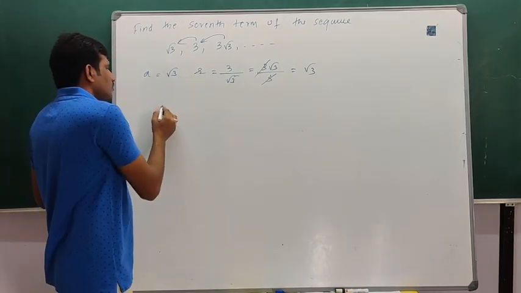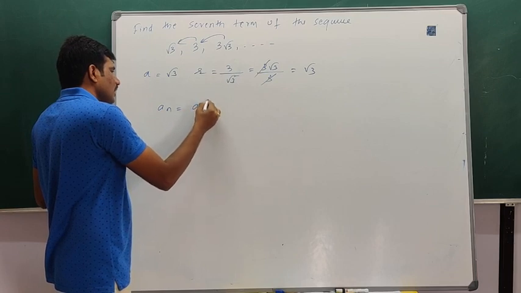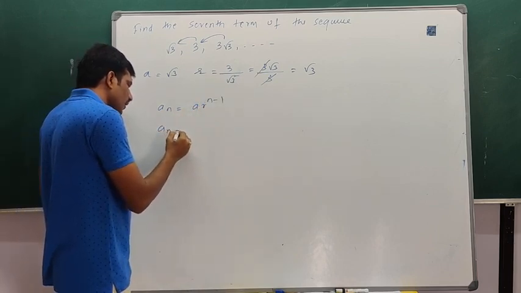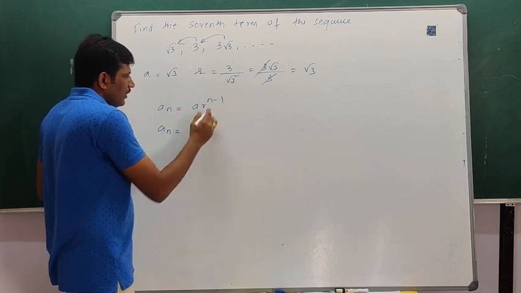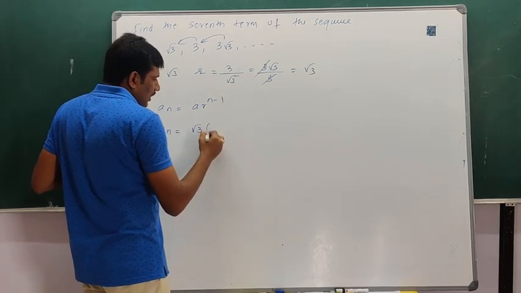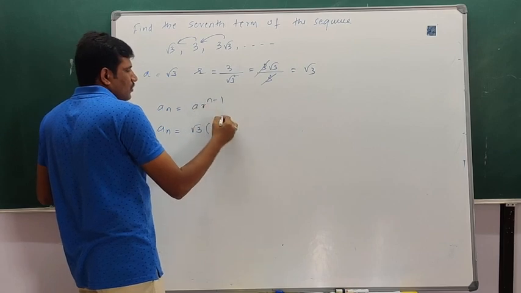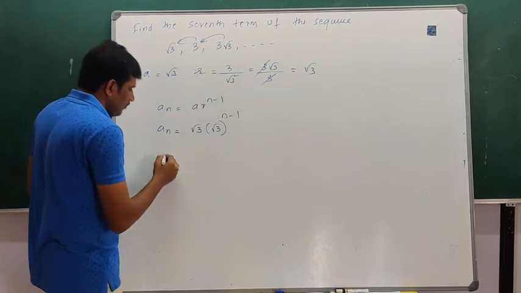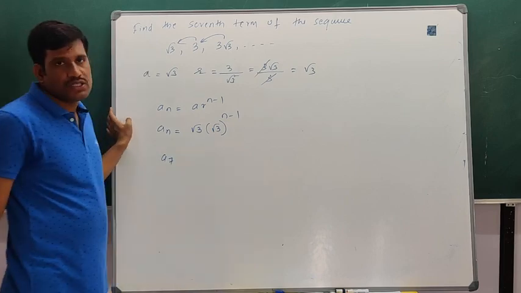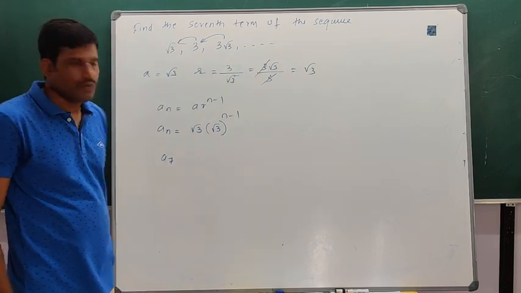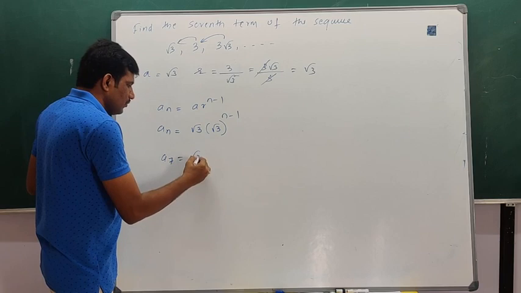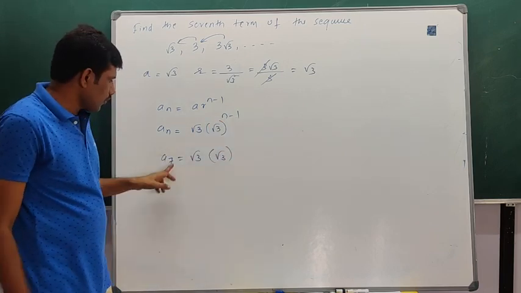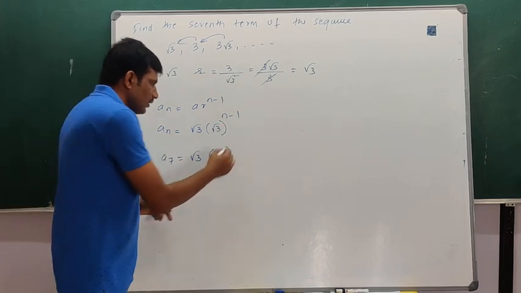Now we have to find an. What is an? ar raised to n minus 1. So substitute the values of a and r. What is the a value? Root 3. Into r, what is the r value? Root 3, raised to n minus 1. Now we have to find the seventh term, so put n is equal to 7. The seventh term is root 3 into root 3 raised to 7 minus 1. 7 minus 1 is 6.